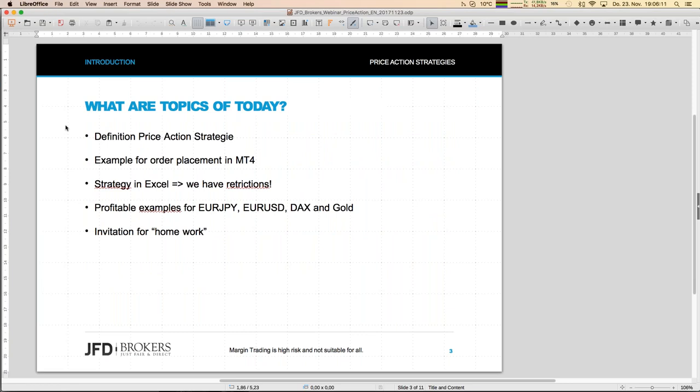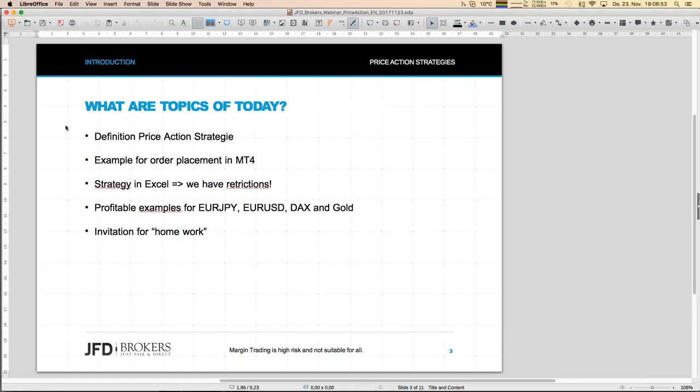We need a definition for price action. You may think, okay, that's easy, but we want to place orders. So we need a little bit more of that kind of definition in order to really say how we want to place our orders. And besides the pure definition, there are maybe several price action strategies around. Therefore, I do my own definition here so that we have a common language in order to describe that kind of strategy. I will visualize exactly that kind of order placement in MT4 so that everybody knows exactly what I'm talking about.